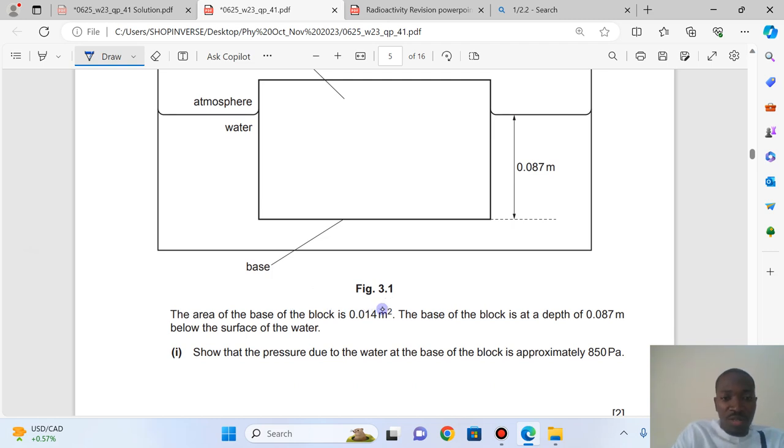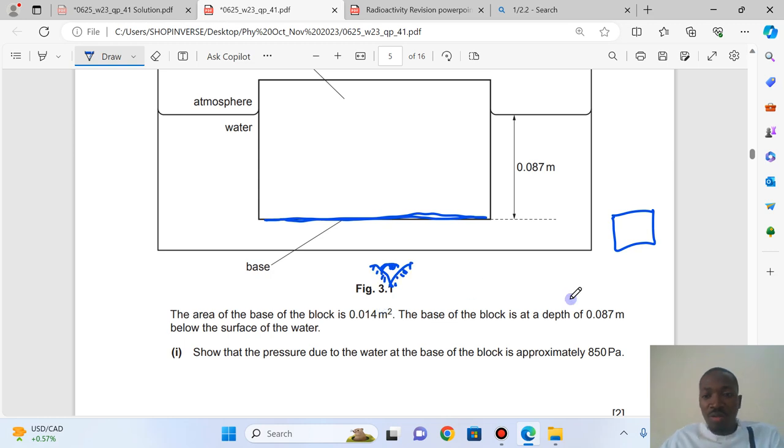The area of this base would have the shape of a rectangle when you view it from this place. If you view it from here, what you see will be a rectangle. So the area of this rectangular base is 0.014 meters square. The base of the block is at a depth of 0.087 meters below the surface of the water. Show that the pressure due to water at the base of the block is approximately 850 pascals.